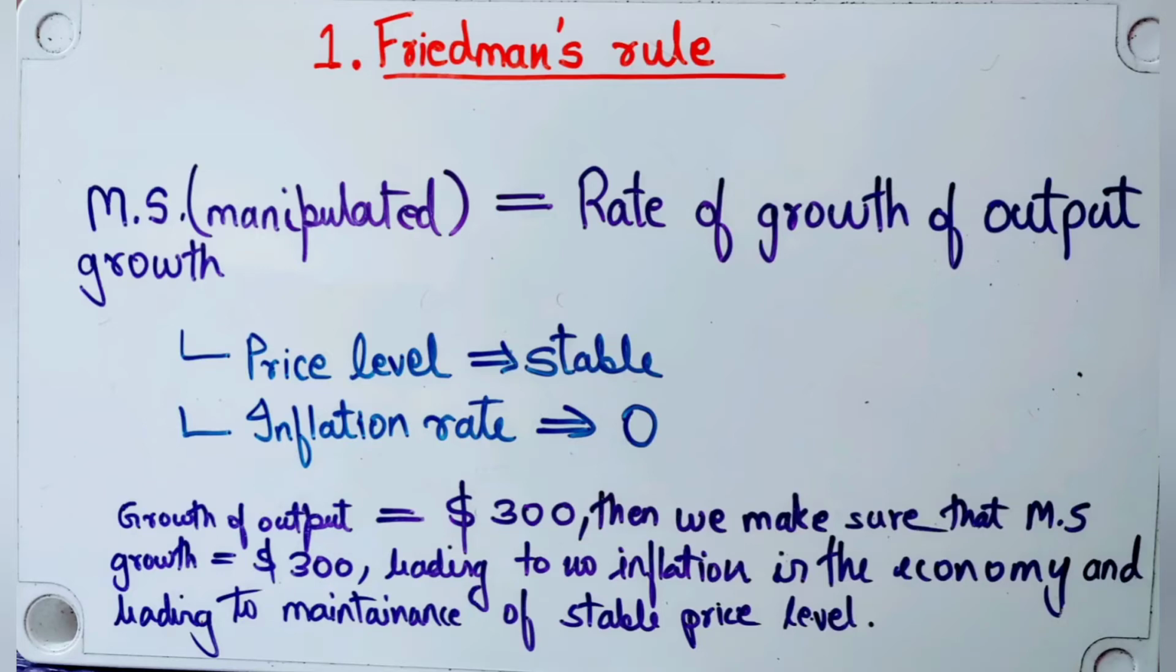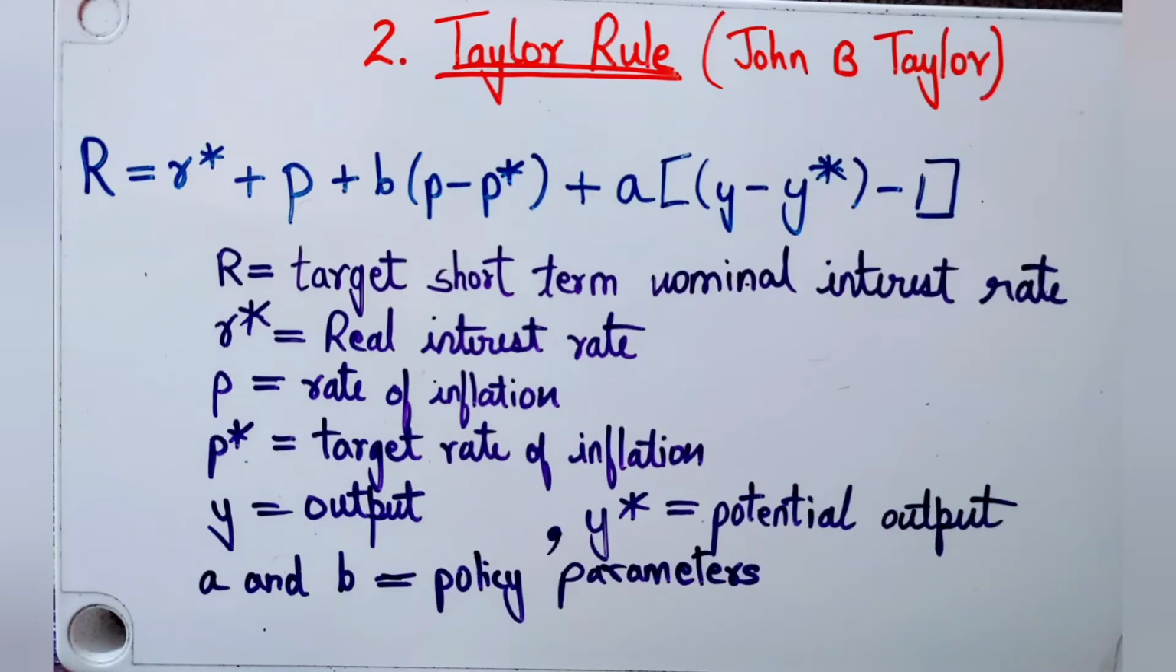The next rule is advocated by John B. Taylor and is called Taylor's rule. This rule considers two important things. The first thing is the difference between the actual inflation and the targeted inflation. And the second thing is the difference between the actual GDP and the potential GDP.